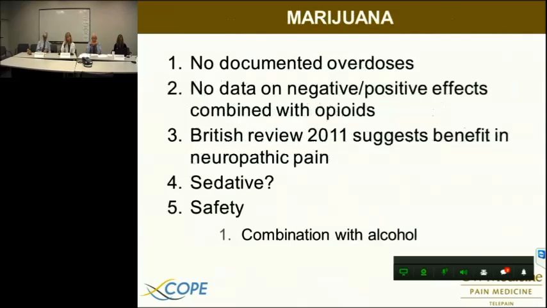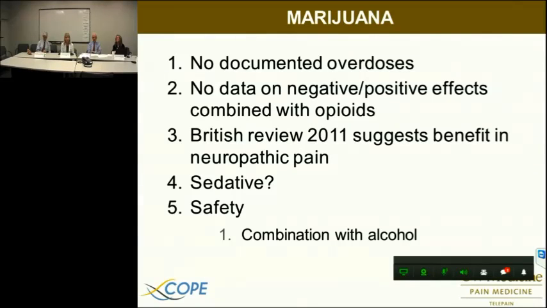So what do we do about marijuana? There are no documented overdoses of marijuana only. There are no data on the negative or positive effects combined with opioids. There's a good review in the British literature that suggests some benefit in neuropathic pain. Unfortunately, the substance that they use is different than we use in our country. So it's difficult to generalize. But there are people out there that are working on the marijuana issue and gathering more data so we can understand who it might help.